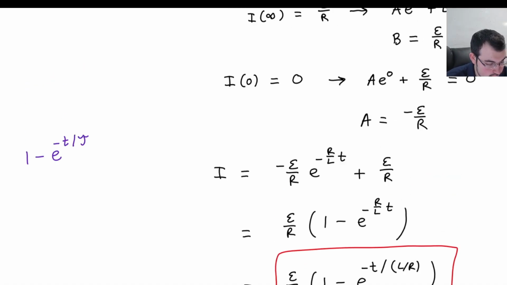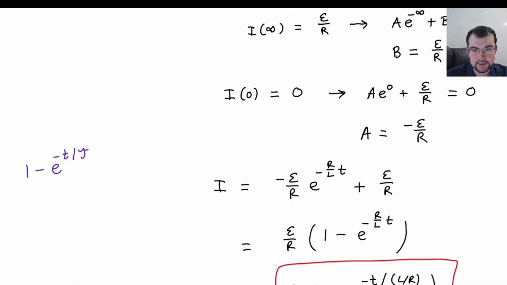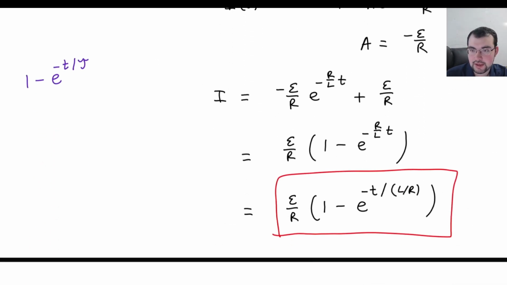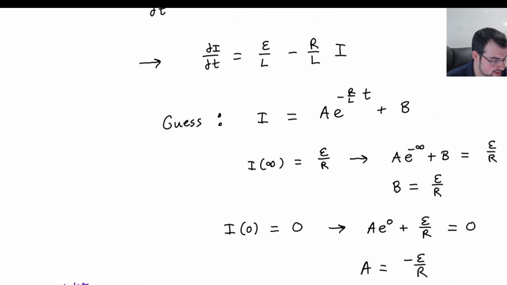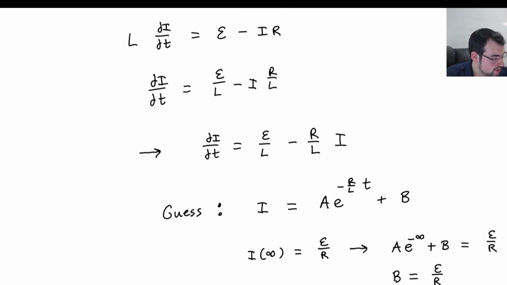Now, if you worked through it and actually separated variables and integrated, shout outs to you. Like that kind of sucks. And I really don't like solving that differential equation. I like just using the clever guess method, where we know it's going to be an exponential solution with that constant plus b.